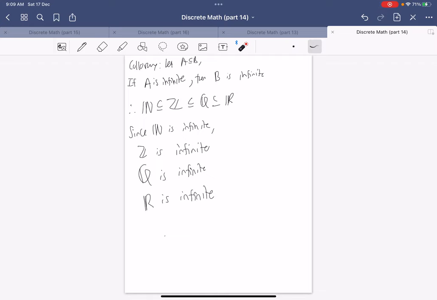In the next video, I'll be going through when two sets are countable, and you'll see how the criterion for countability is similar.